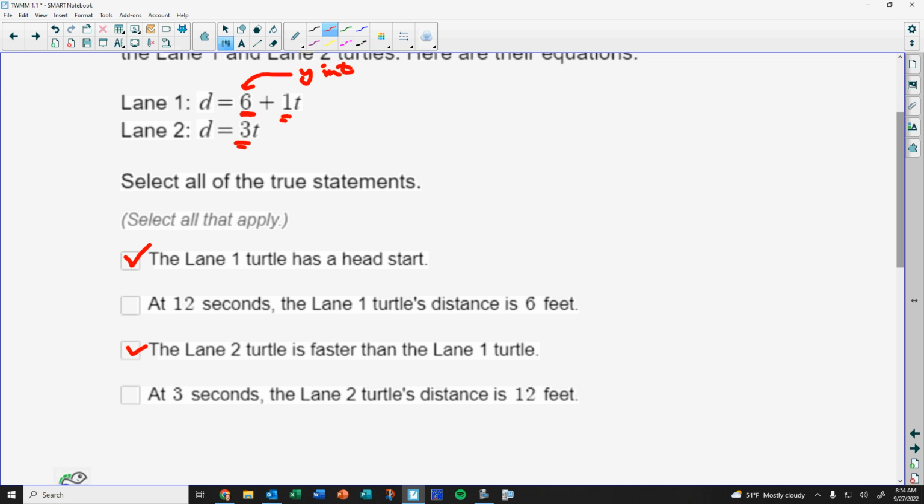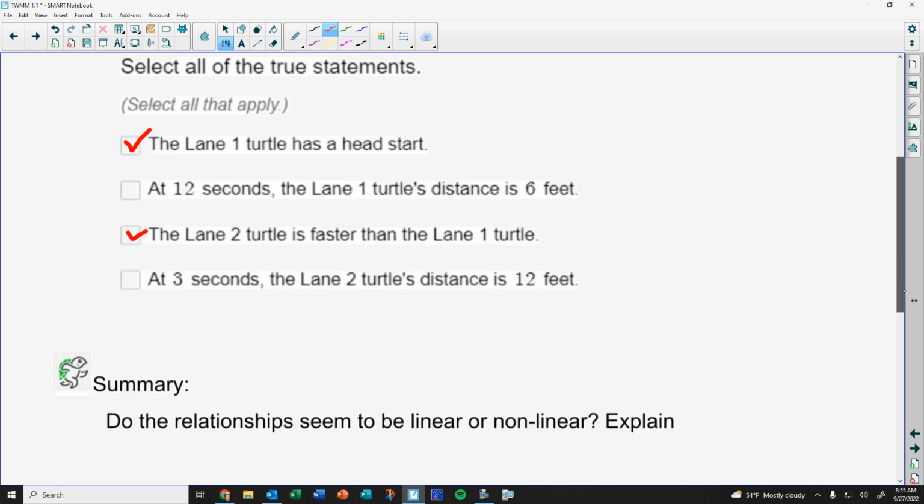Now at 3 seconds, lane 2 turtle's distance is 12 feet. That's right here. Is it 12 feet at 3 seconds? What is it? If I plug in a 3 for this time, what should it be? 9. So you shouldn't have checked that. So box 1 and 3. How many people will check box 1 and 3? All right, good.